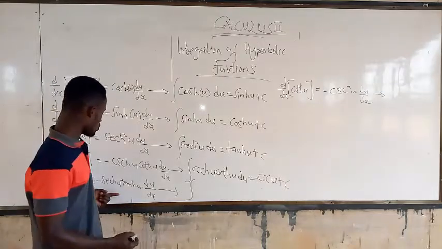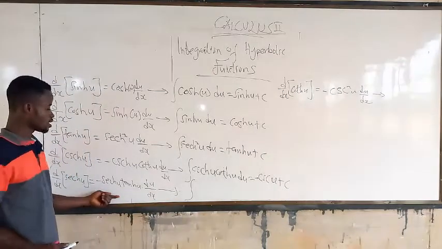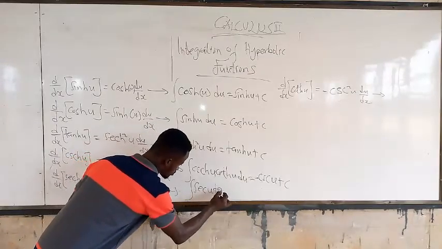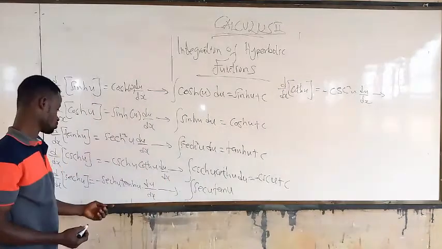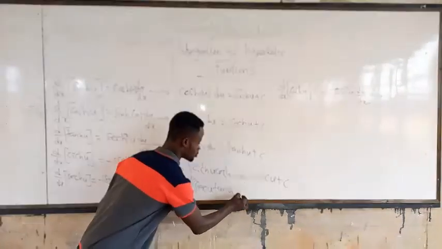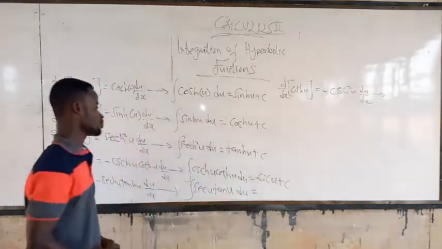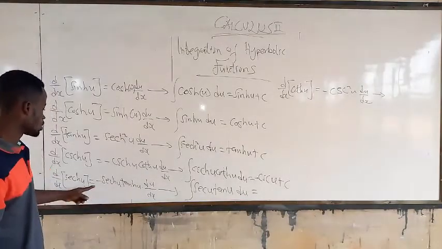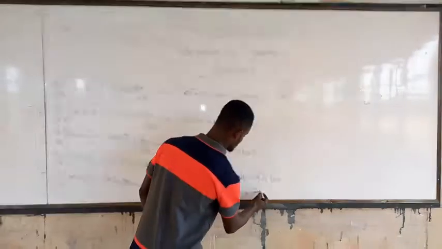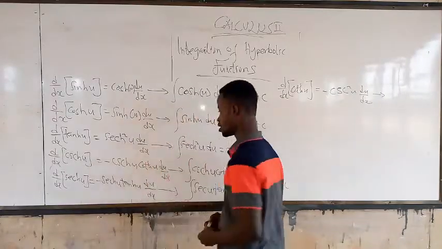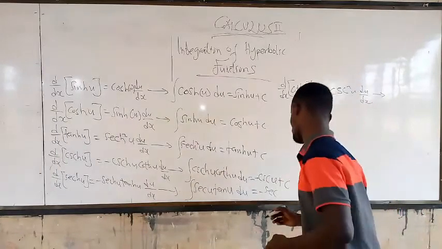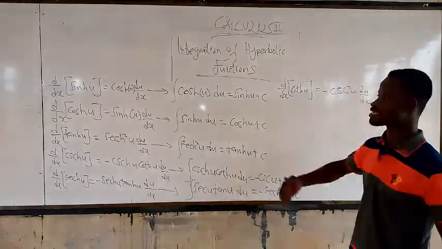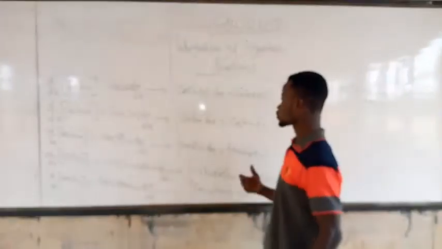Also, since it's a reverse process, when you integrate sec u tan u du, you are going to get the result of sec u, plus c. Alright, so as a reverse process, that is going to be your result.